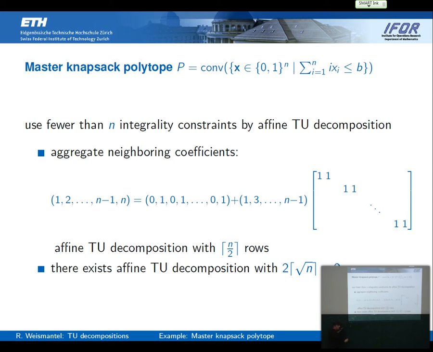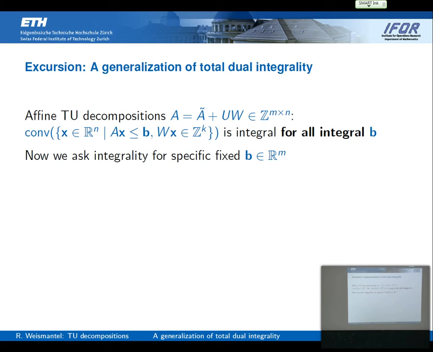And you get a TU decomposition, which has here size k plus k minus 1. So you can work a little bit more, and you get down to 2 square root of n minus 2. So that's exactly what you want. So this is a decomposition, for instance, which shows you that this works very nicely.